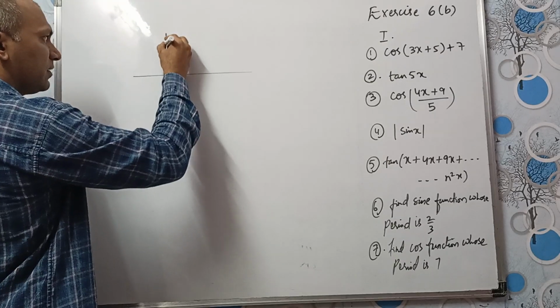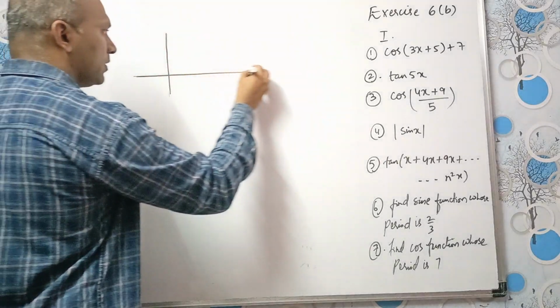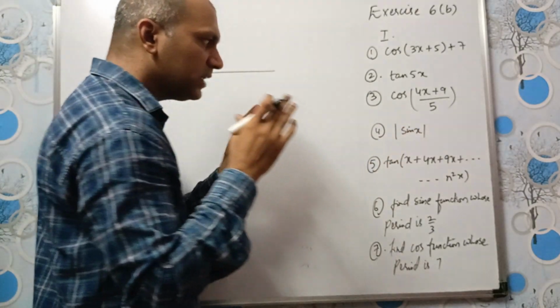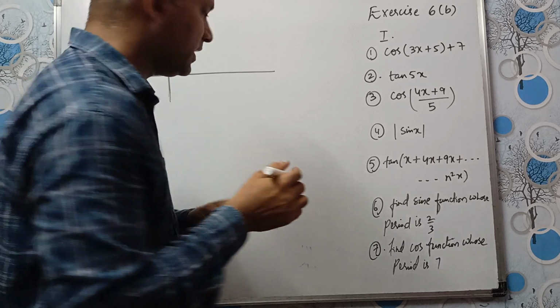Let me draw the graph. This I explained in the previous video also. I'll explain it again. Modulus of sin x means we'll take only the absolute values. We will not take the negative values, right?